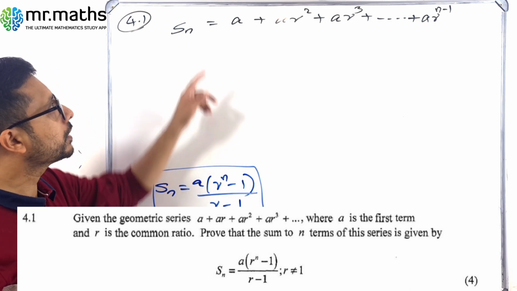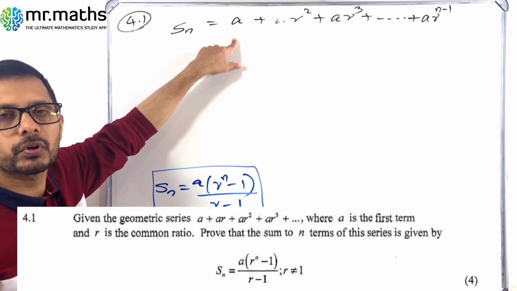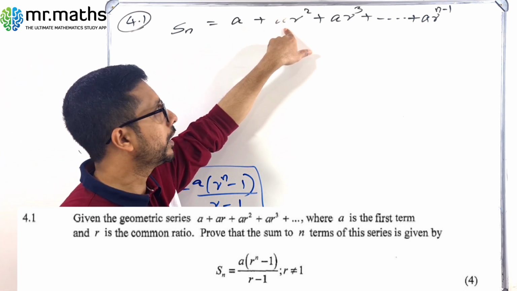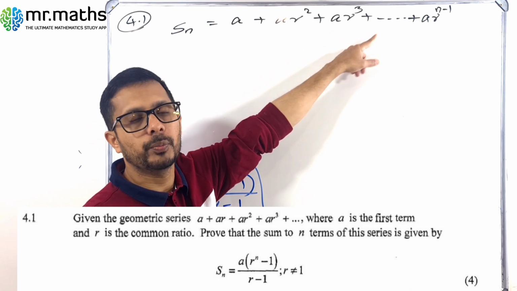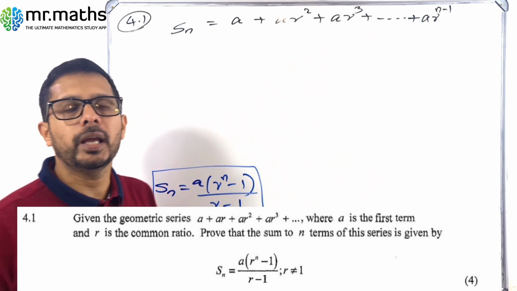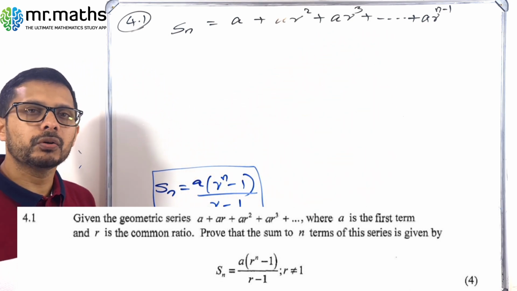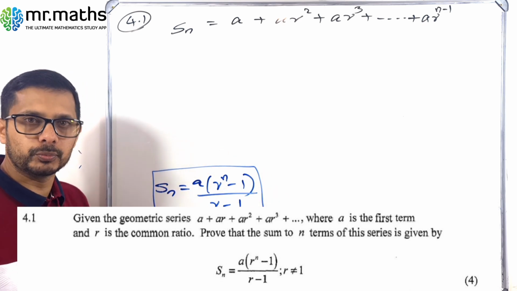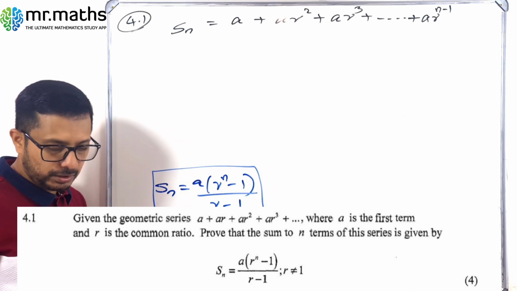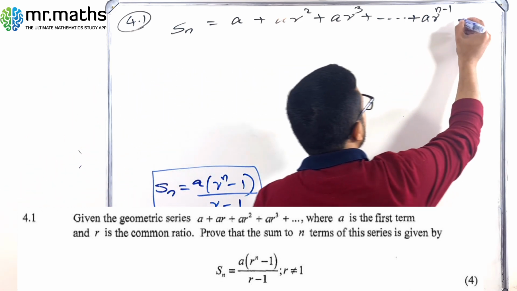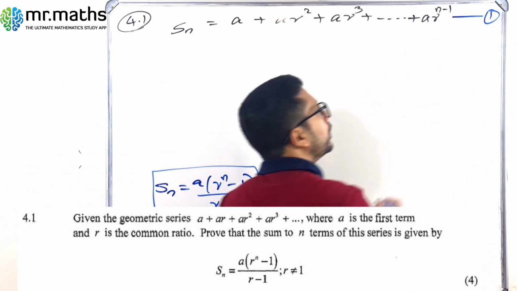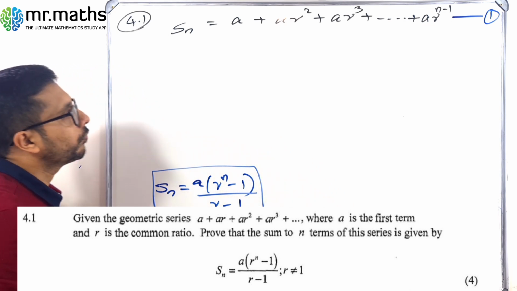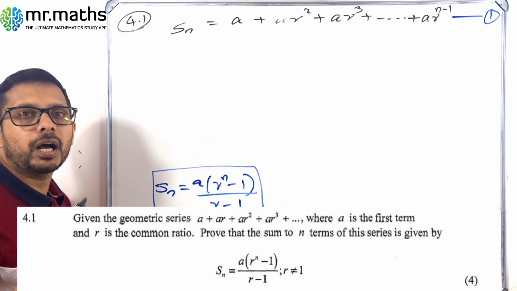So this is the general form of a geometric series: a plus the second term ar plus ar squared plus etc., and the last term is ar raised to n minus 1. Now from there we have to prove how to find the sum. I'm going to call this equation number 1. Now I'm going to multiply equation number 1 by r.